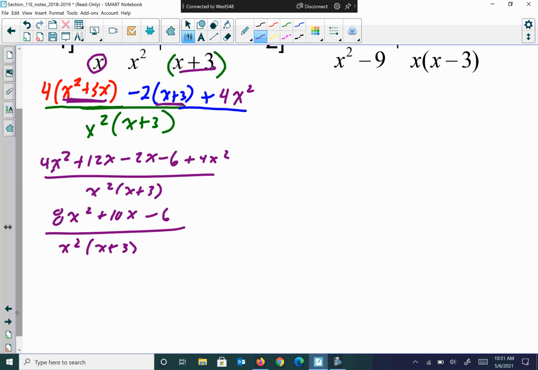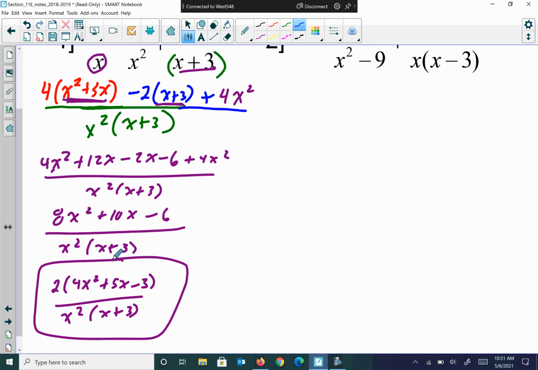And let's see. One of my good factoring friends. Let's see, I'm going to factor a 2 out. That gives me 4x squared plus 5x minus 3 over x squared, x plus 3. My factoring best friends. Does that break down? Sure. Did we do that? I don't think it'll break down either. Cool. That's our answer.